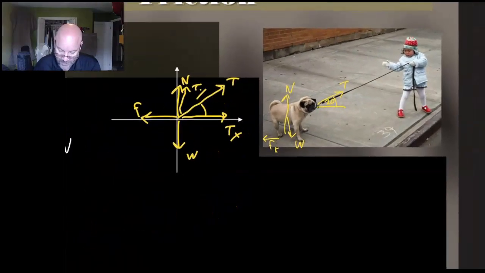And you can see here the girl is pulling. So she's pulling up just a little bit, which means the normal force doesn't have to exert as much effort as it did before.